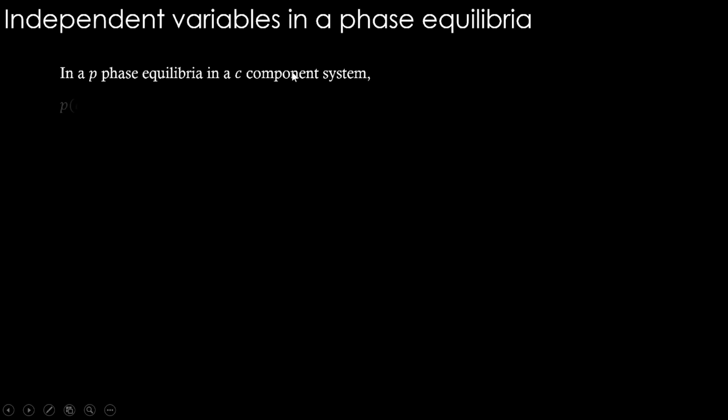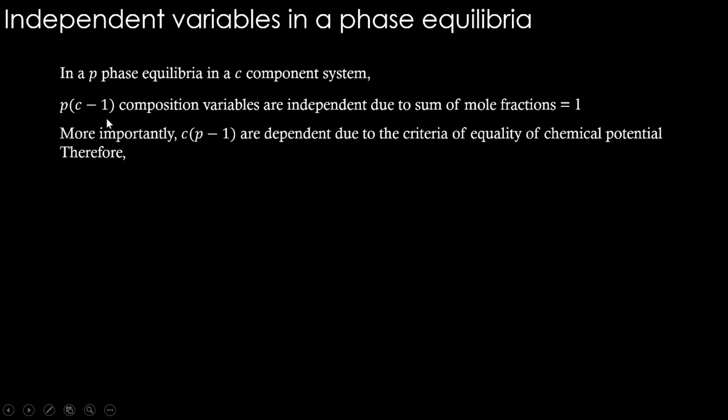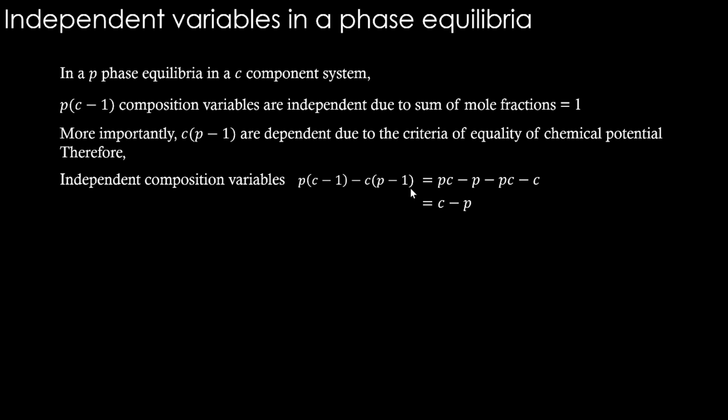So in a C component system, we thought P into C minus 1 composition variables are independent due to the sum of mole fractions equal to 1. So only one, the C minus 1, only one is dependent, all others are independent we thought. But more importantly, we figured out C into P minus 1 are dependent due to the criteria of equality of chemical potentials. Therefore, independent composition variables will be the difference between this total and this, P into C minus 1 minus C into P minus 1, which turns out to be C minus P.